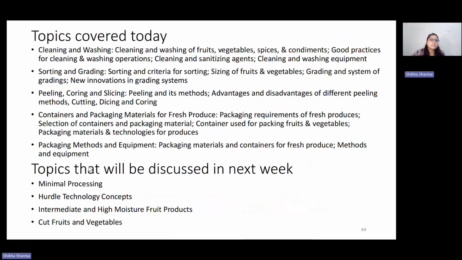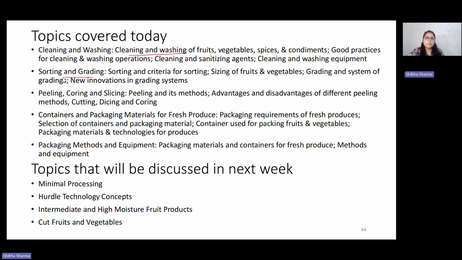Okay, so the topics we discussed today involved the cleaning and washing of fruits, the spices and condiments, and how different equipment like sifters and destoners can be used for cleaning purposes also.